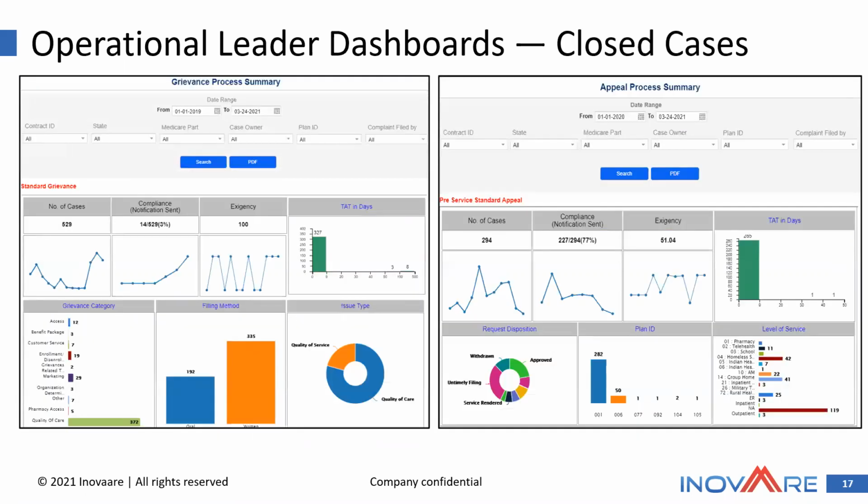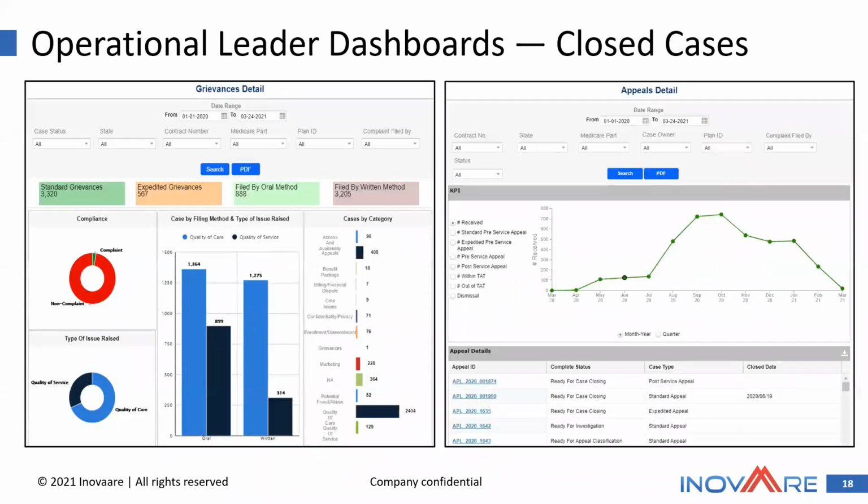So in closed cases, on the left side here, we see the grievance process summary. This is going to be a helpful dashboard. In the bottom left corner, the one thing I want to highlight is the categorization there for grievances. You'll notice that quality of care is your top call driver. You'll also notice in the middle there, you have your filing methods, oral and written. That's helpful. On the right side for appeals, the helpful one is in the bottom right corner, just the level of service. So for all the appeals that were requested, what are the services that are being requested? That gives you a little bit of a breakdown of those services. So maybe we can move to the next slide.